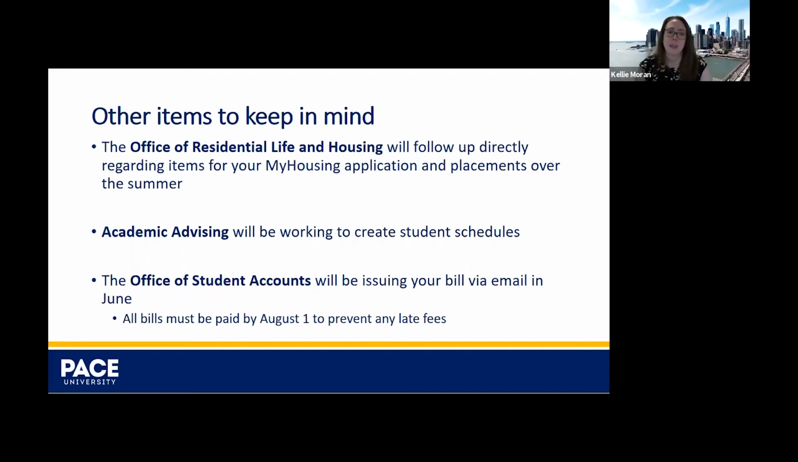The final thing is with our Office of Student Accounts and the student bill. This is something that is going to be issued to you in early June. So make sure that you are keeping an eye on both your PACE student email and your personal email. As for all three of these offices, everyone will be communicating with you largely via email for the upcoming summer. For your student bill, keeping in mind that all bills must be paid by August 1 to prevent any late fees. So you're going to want to make sure that, again, you're keeping an eye on your email and making sure you know when that comes out.